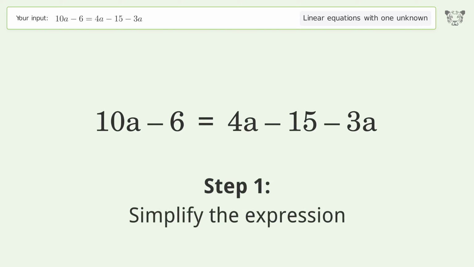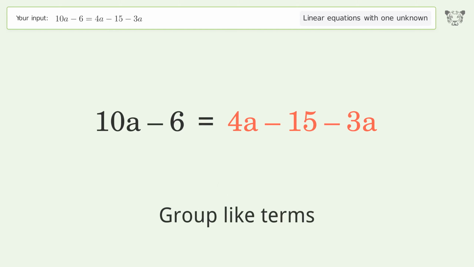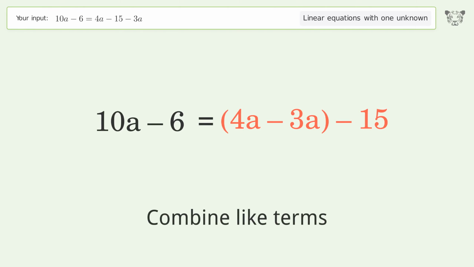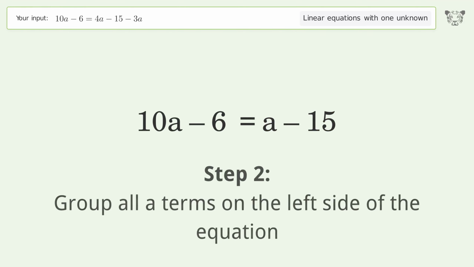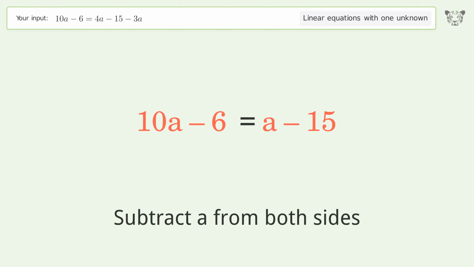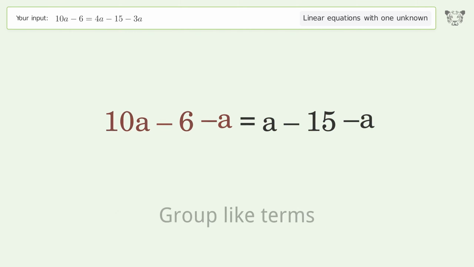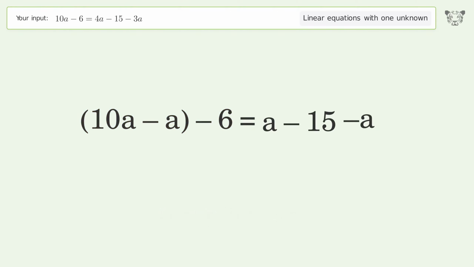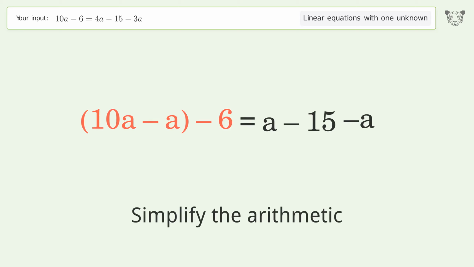Simplify the expression. Group like terms. Combine like terms. Group all a terms on the left side of the equation. Subtract a from both sides. Group like terms. Simplify the arithmetic.